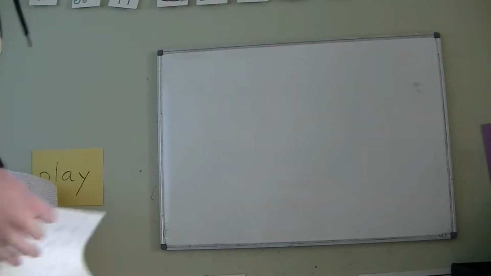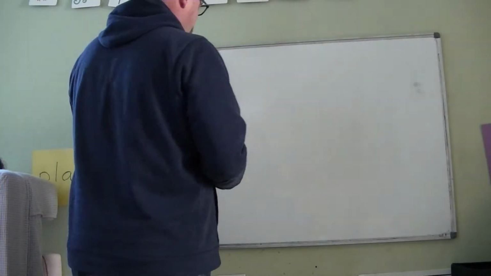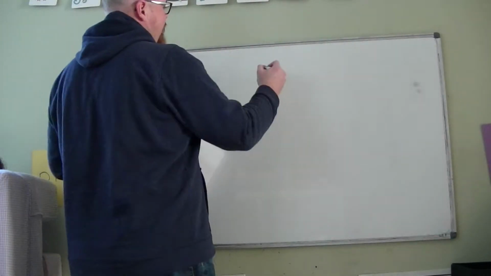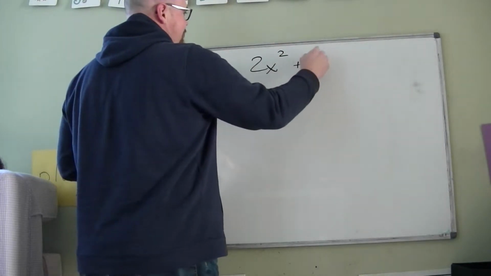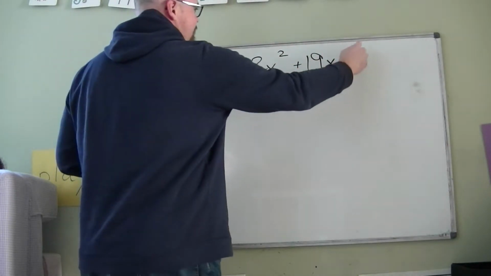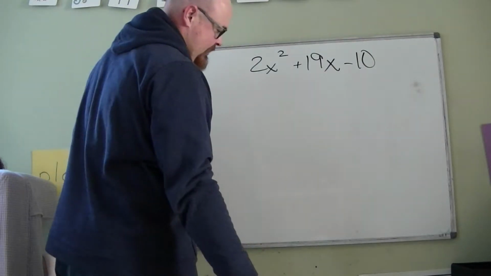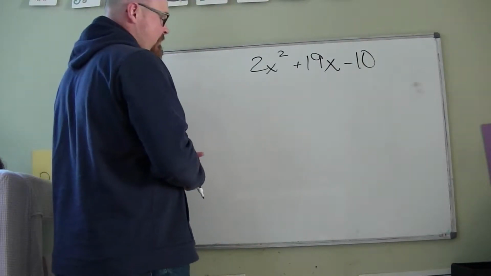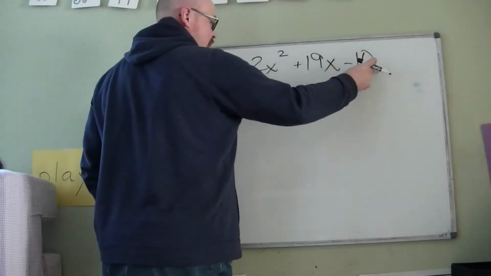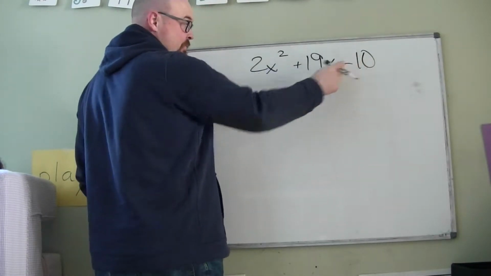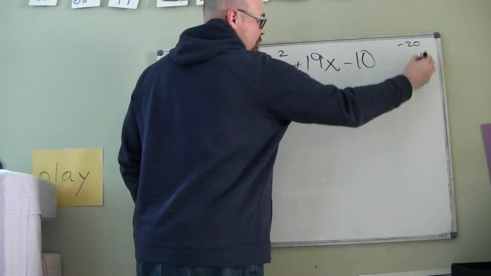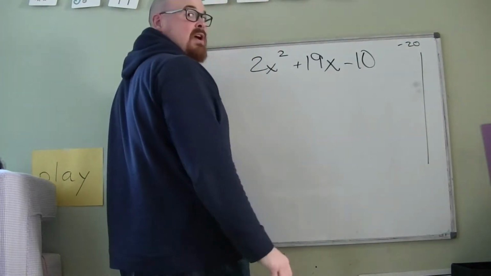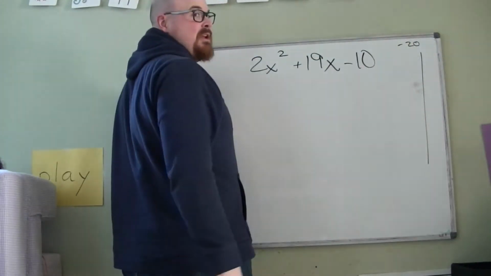Okay, example number 2. We've got 2x squared plus 19x minus 10. Okay, let's go through the process just like we did before. We multiply these two numbers. Now that's a negative 10. 2 times negative 10, that's negative 20. So when I list the factors, I'm looking for numbers that multiply to be negative 20.